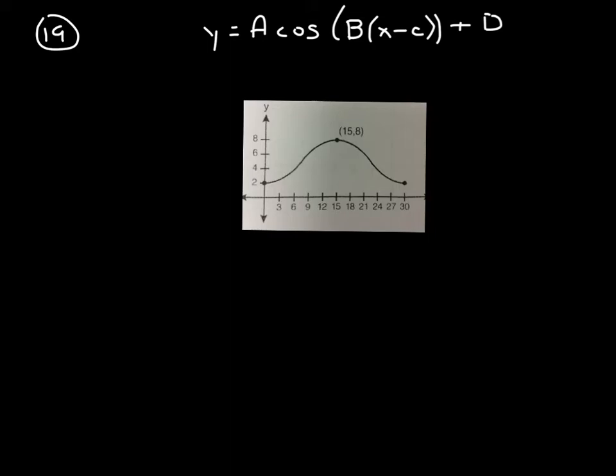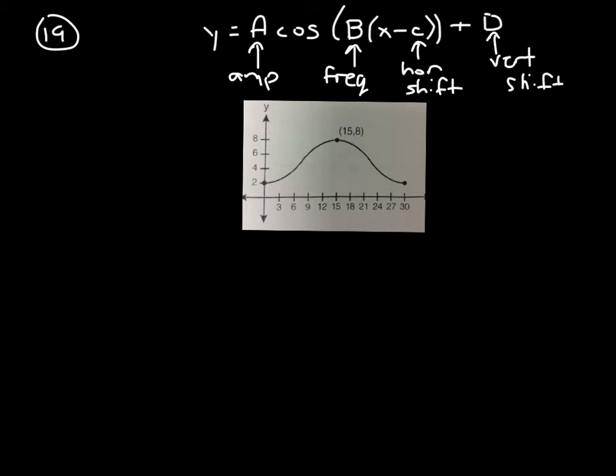Okay, so A is the amplitude, B is your frequency. Now this time we have a horizontal shift occurring. That's what that C is representing. So this is going to be the horizontal shift, and D is going to be our vertical shift. Okay, so I'm just going to put over here A, B, C, and D. This is where I'm going to write my final answers.